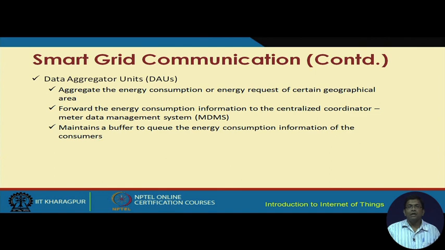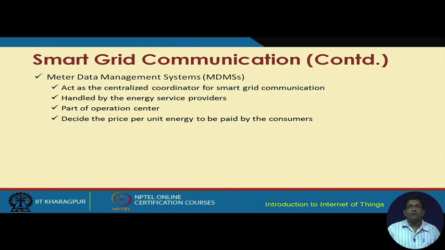What we are trying to do is, for every few entities in a particular area, we are going to have these DAUs. These DAUs are going to be the aggregators of the information and the energy consumption, etc. Then these DAUs, after aggregation, forward the energy consumption information to the centralized coordinator through the MDMS. The MDMS basically helps in connecting to the centralized backend, and it maintains a buffer to queue the energy consumption information of the consumers.